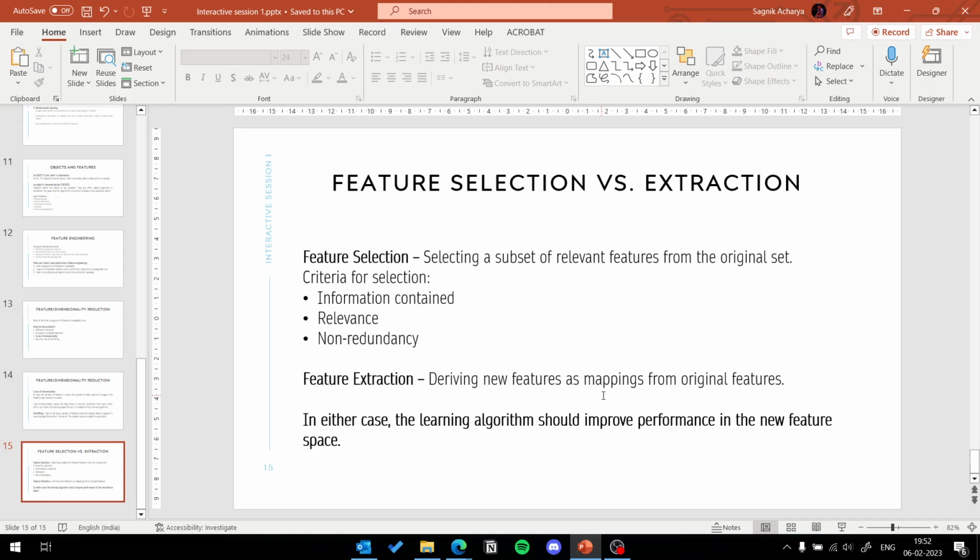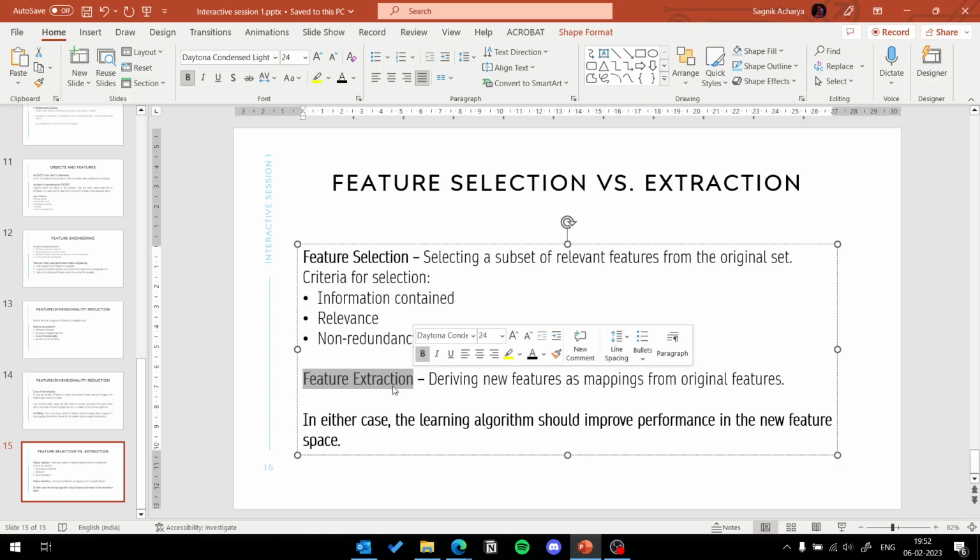So the mapping does not have to be just adding two features or something like that. I can take one feature and take its Fourier transform or something like that, and create a new feature out of that. That might be more relevant, and might contain more information than the non Fourier transform data. So that is what feature extraction is. Feature extraction basically means I am creating new features out of the existing ones. But feature selection basically means I am just selecting a subset of the features from my original set.